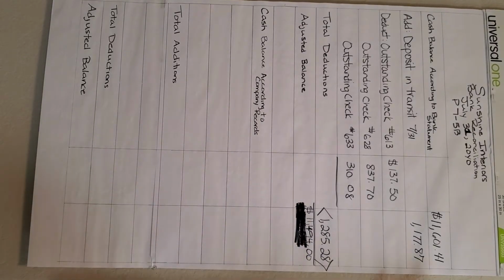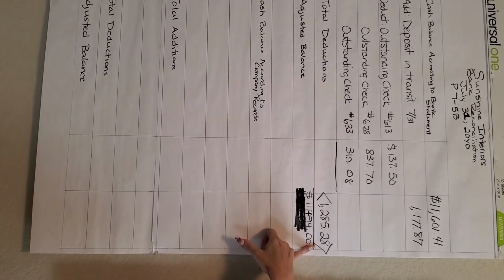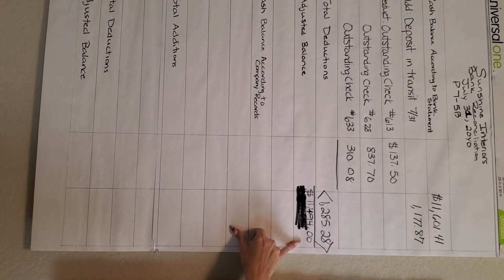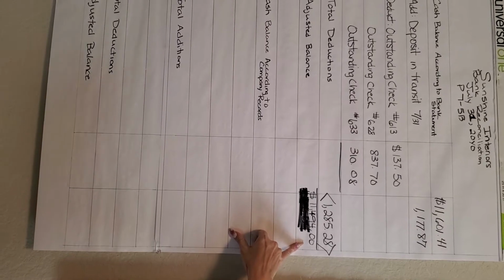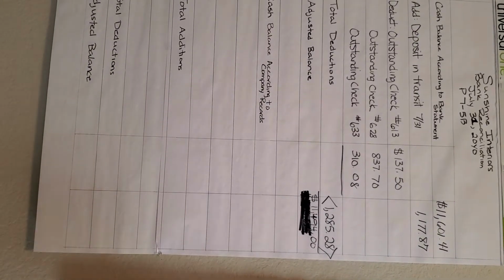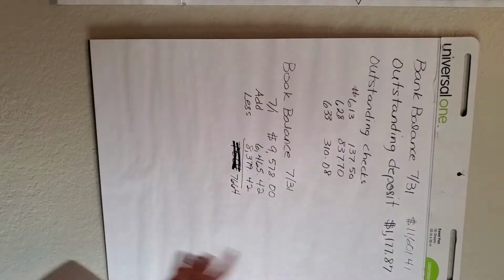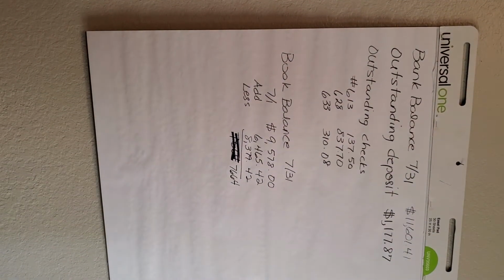Again, that's taking the beginning balance, adding the deposits in transit, and subtracting the total deductions. And so the adjusted balance, $11,494. I'm hoping you'll forgive me because what I was looking at was the starting cash balance on the book. So they're together close in my notes.